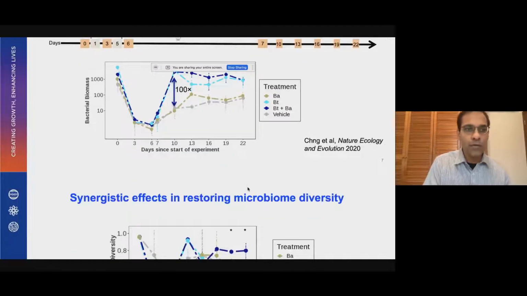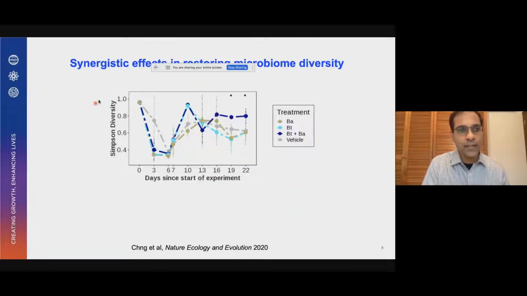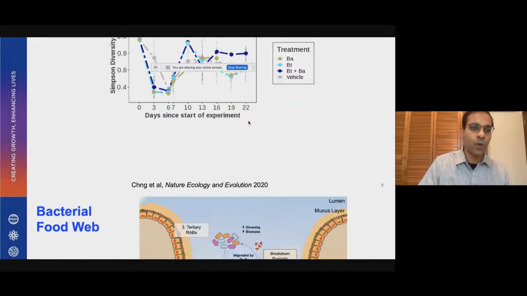But in terms of another aspect, which is the diversity of the community, as I said, how rich and how even the community is in terms of its profile, that's a marker of a healthy gut microbiome. And again, we saw that diversity is triggered by some of these combinations, more specifically the BT plus BA combination, the synergistic combination, seems to improve recovery much better, especially by day 22. So this is a tantalizing insight for us that there is some interaction which is important.